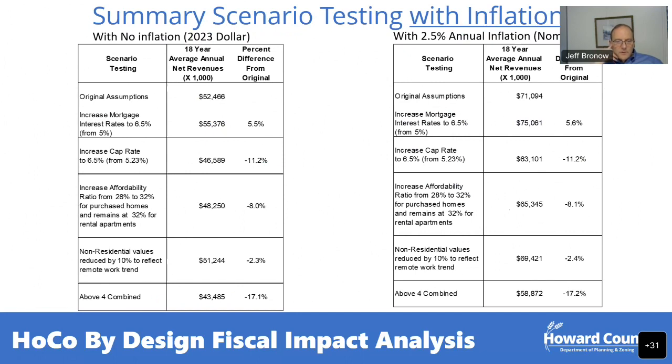So on the left is the chart I just showed, change of negative 17.1%. The chart on the right is with the average annual increase of 2.5% inflation, 18 years. And so the chart we showed at the beginning showed a change from the original assumptions with inflation from 52.4 to 71.1 million. And with all of these assumptions we just talked about and the changes, it increases to 58.9 million on a nominal basis.